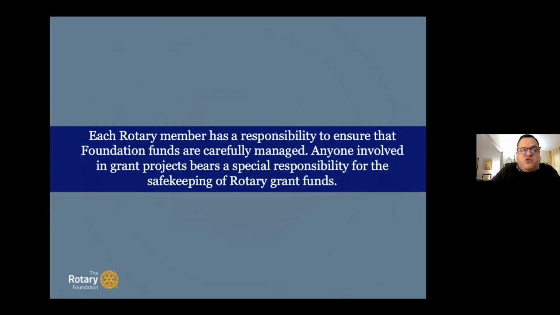We want to make sure each Rotary member has a responsibility to ensure that foundation funds are carefully managed. Anyone involved in a grant project bears a special responsibility for the safekeeping of Rotary grant money. So it's important that we work with the foundation because the foundation helps us to do it better. So going back to Erica, let's keep this conversation open, and I'm sure we're going to have a lot of questions to talk about.